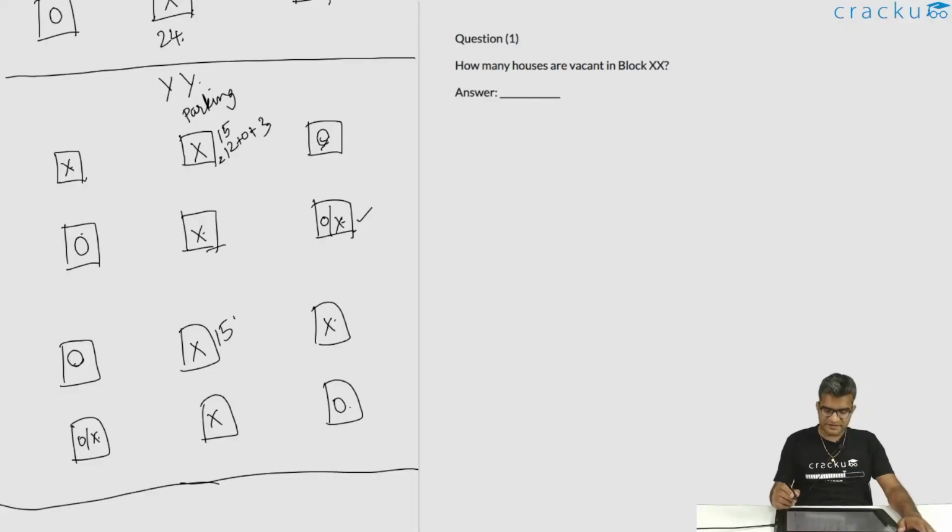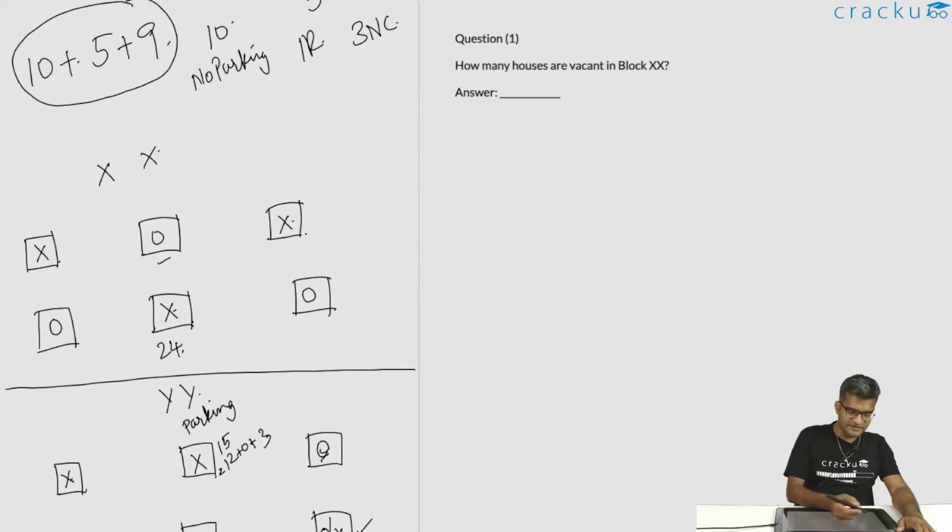How many houses are vacant in block X? In block X, we know for sure that 3 houses are vacant. They are A1, B2 and C1.